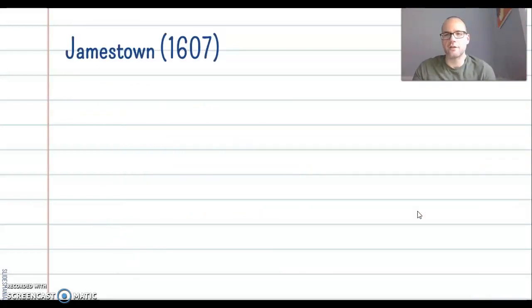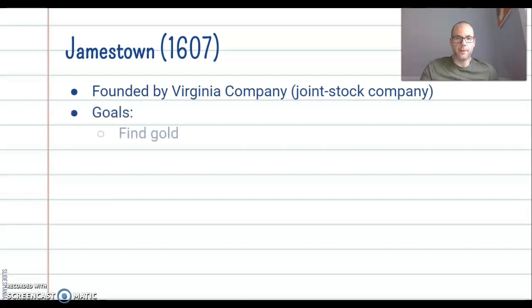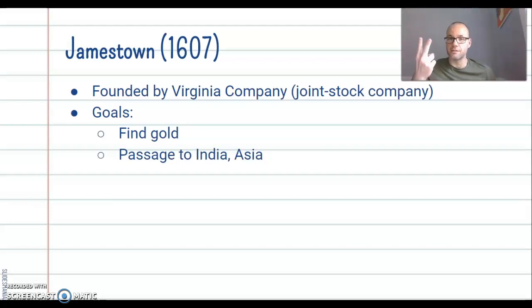But let's look at Jamestown specifically. Jamestown is founded by the Virginia Company, which is a joint stock company. Remember, these guys are super wealthy, and their goal is essentially to stay wealthy. They're there to find gold. They're not really trying to establish a permanent settlement. They're there to find gold and find a passage to India.